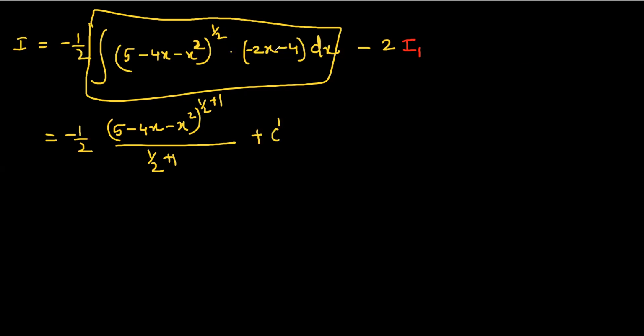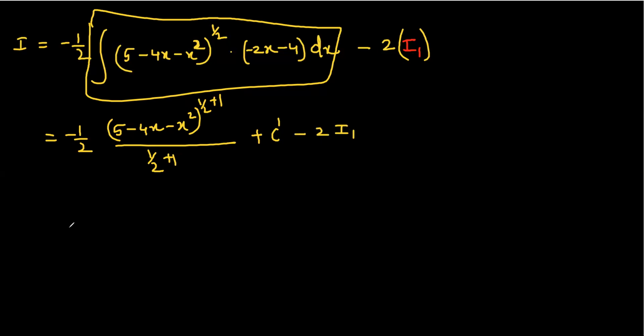Why do I write c dash? Because you integrated. If you have integrated, you will have to add a constant of integration. If I was able to integrate all of these integrals, I would have added just one constant at the end. But since I'm integrating only one part and the other part is still to be integrated, for which I will add c1, with c1 and c dash, finally I will write c minus 2 I1.